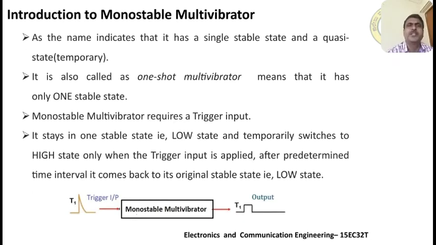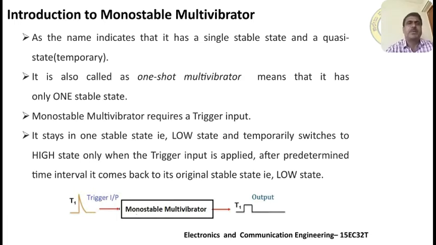Okay, to start with, we will see the introduction for a monostable multivibrator. So here, as the name indicates, it has a single stable state and a quasi-stable state, that is a temporary state.